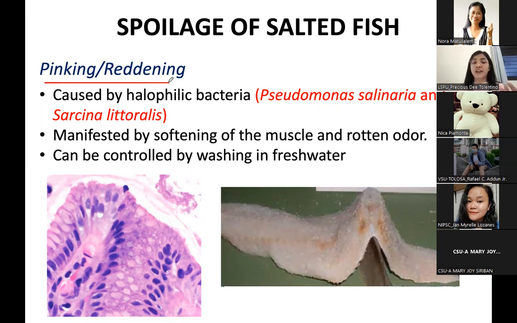So tandaan ninyo, for pinking and reddening, yung cause dito is Pseudomonas salinaria and Sarcina littoralis. Okay? So they are manifested by softening of the muscle and rotten odor and can be controlled by washing in fresh water. Again, isa pa to. Yung mga control measures on how to prevent this spoilage na labas din. So in this case, for pinking and reddening, yung kaniyang way to prevent this is washing the fish in fresh water. Tandaan ha, pinking and reddening, Pseudomonas salinaria or Sarcina littoralis.